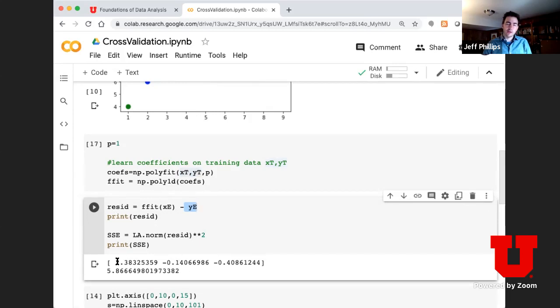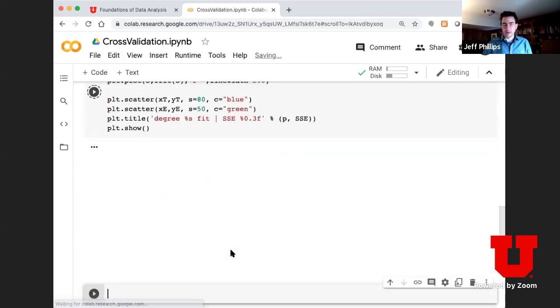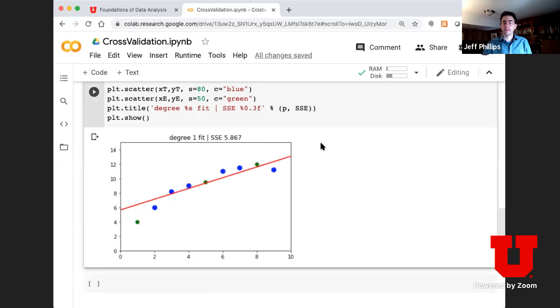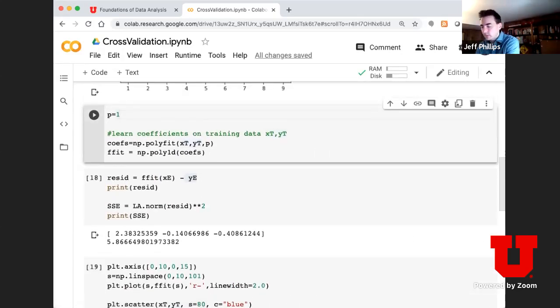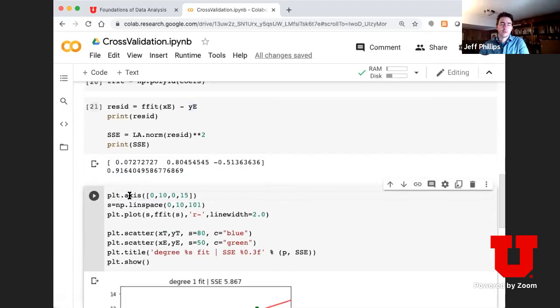That's the residual. Here's the residual on those 3 points. Some are positive, some are negative. And this is the sum of squared errors, 5.86. I can plot this, and look, here's the line, with sum of squared errors 5.86. Okay, let's try this again with a different value of p. With 2, retrain it, and plot it.